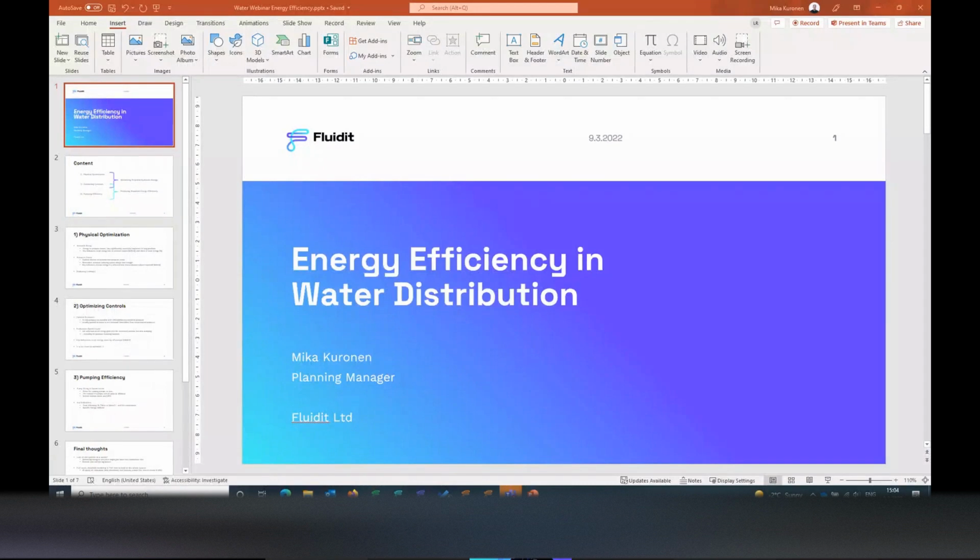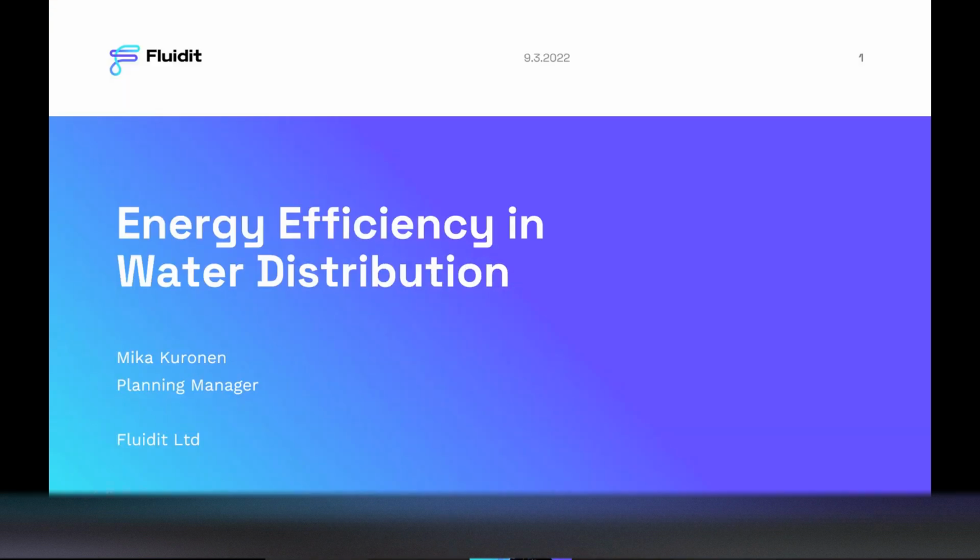So very briefly on my introduction, as mentioned, I'm Mika Kuronen and work as a planning manager here at Fluidit. I've worked pretty much my whole working career with modeling software, with all these different networks. Especially, I've always been interested in energy efficiency. So spending as little energy as possible for all the water distribution and sewage systems that we need to operate.